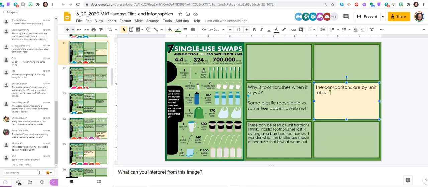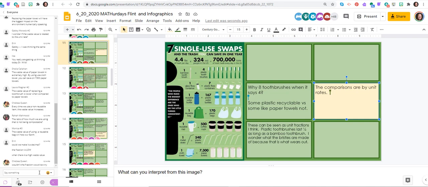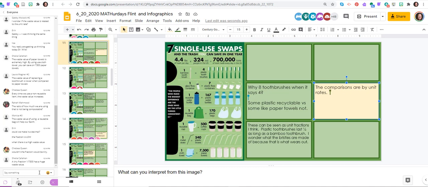Yeah, Erin, tell us what you mean by the fraction is low. So when I'm looking at some of the waste values, for example, the cloth towel to the paper towels, it's 1 over 7,300. If I'm looking at that in decimal form or even in fraction form, that's a very, very, very small number.